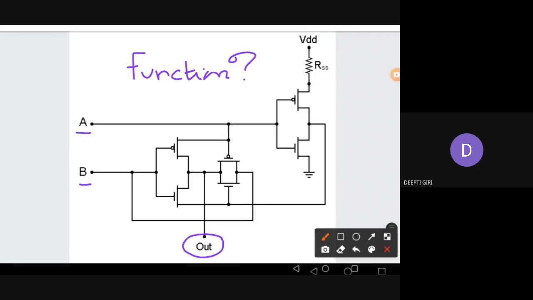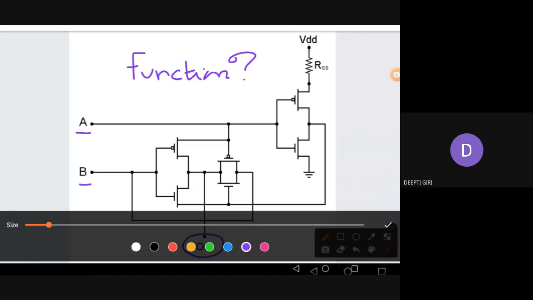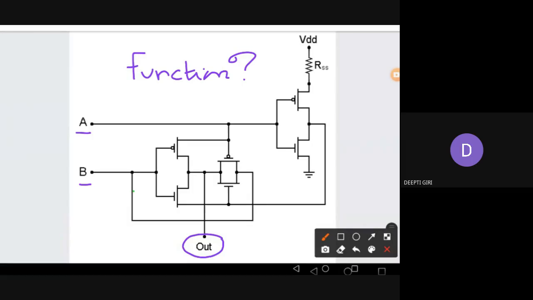So for this type of question, there are two ways of doing it. You can look at the individual circuit blocks instead of the individual transistors. One option is you can name the individual transistors. For example, you can name this transistor as P1.